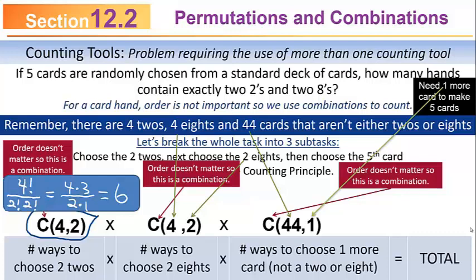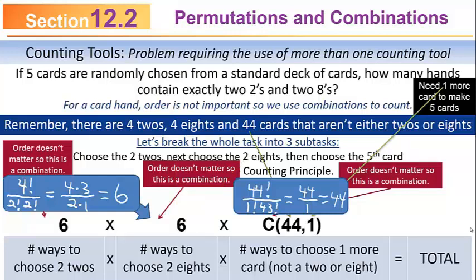You can do 4 factorial, and then you can do 2 factorial, and you can do it out that way. Either way, you'll get 6. But notice that that's the same answer as for the second product because it's also a combination of 4 things taken 2 at a time, so that's going to be 6 as well. Now we have to do the combination of 44 things taken 1 at a time. That's 44 factorial divided by the product of 1 factorial times 44 minus 1, which is 43 factorial.